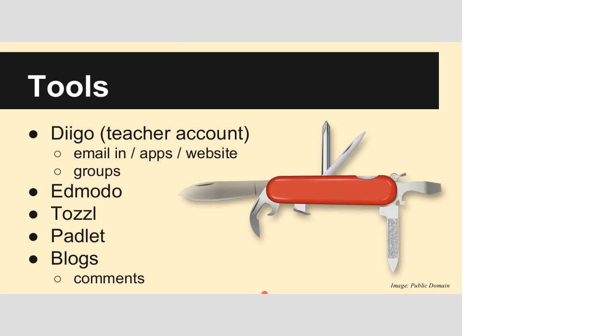Digo. I'll talk a little bit more about each of these in a minute here, but Digo, allowing for a teacher account where students can email in. They can use an app on their phone if they have it, or they can use the website, and you can create groups.